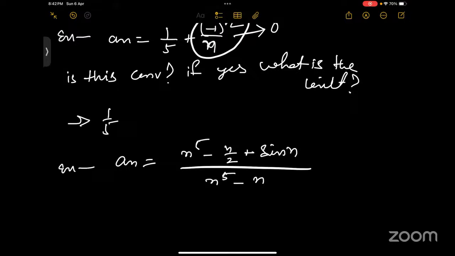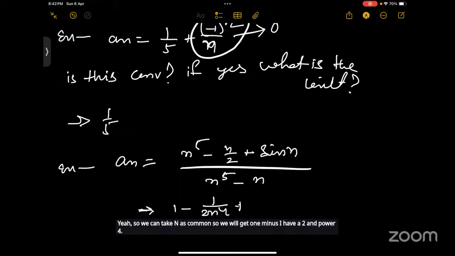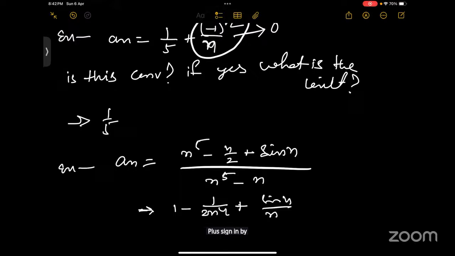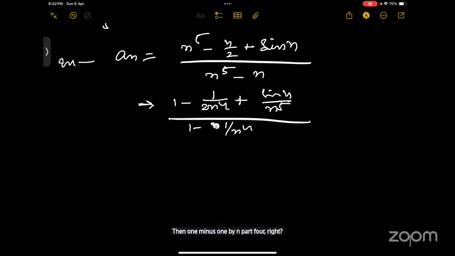It's one, ma'am. Yeah. So we can take n as common. So we will get 1 minus 1/2 n power 4 plus sin n by n power 5, then 1 minus 1 by n power 4, right? How do you get that numerator? You divide it by n power 5. Okay. So we are dividing by n power 5.